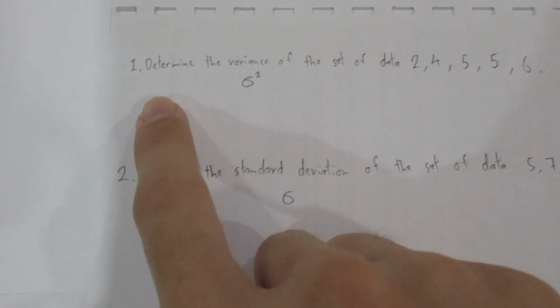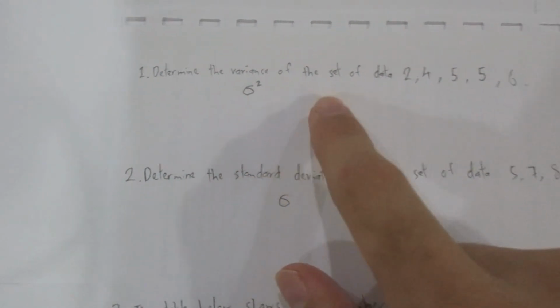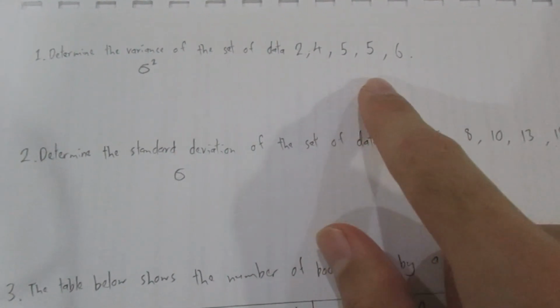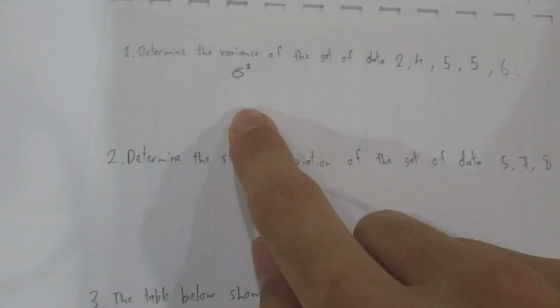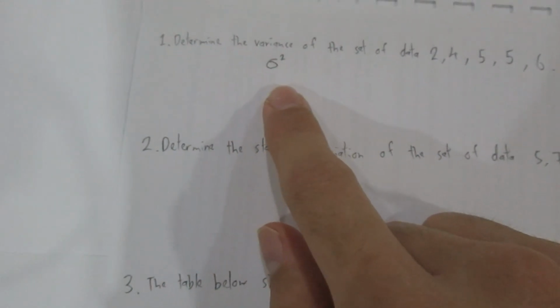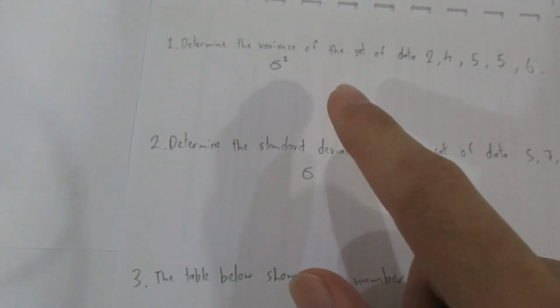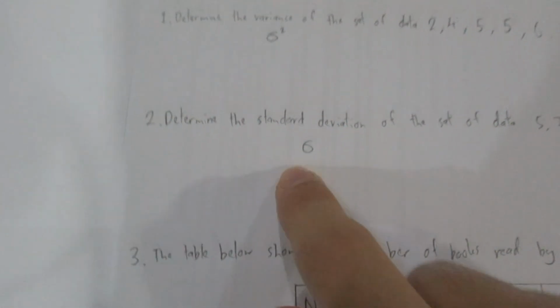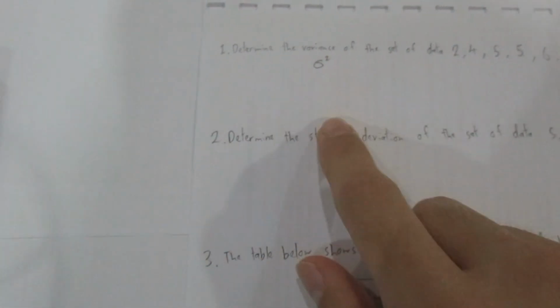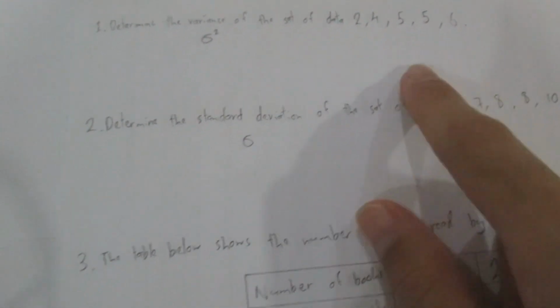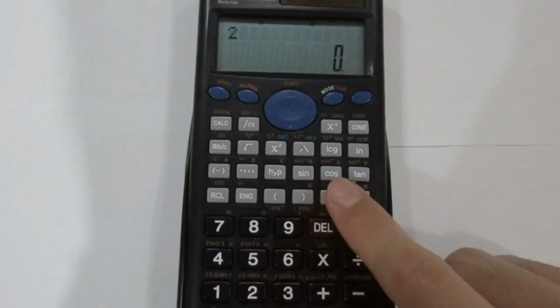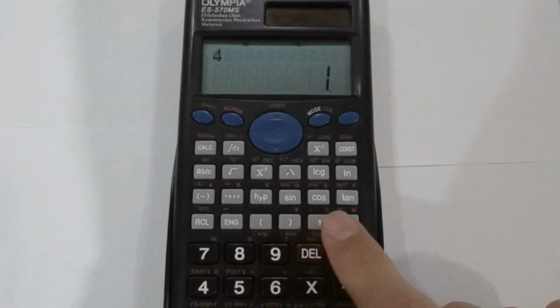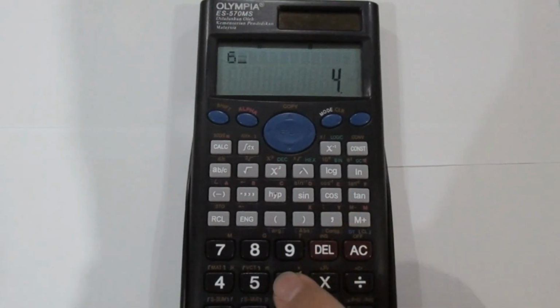Number 1, determine the variance of the set of data 2, 4, 5, 5, 6. So here variance is sigma squared, which is the square of standard deviation. As you can see, standard deviation is sigma, and this is sigma squared. So I may input this first. 2, 4, 5, 5, 6.